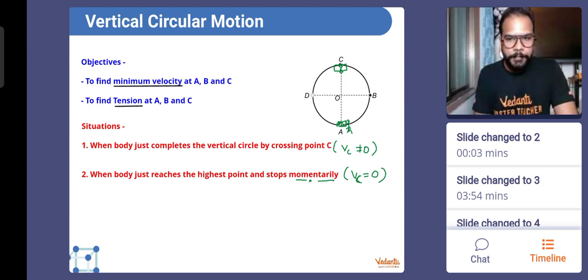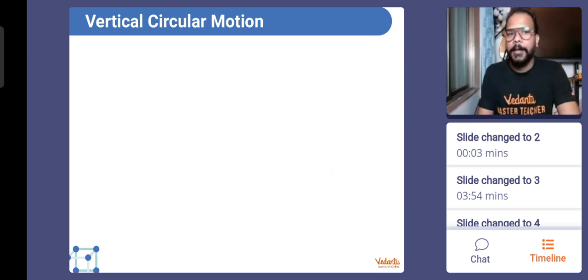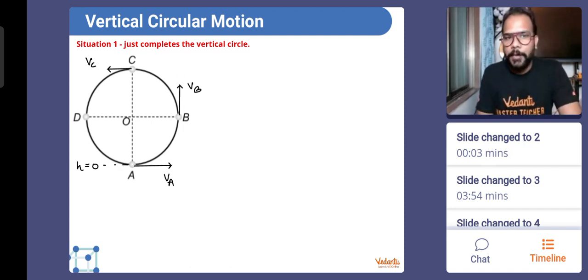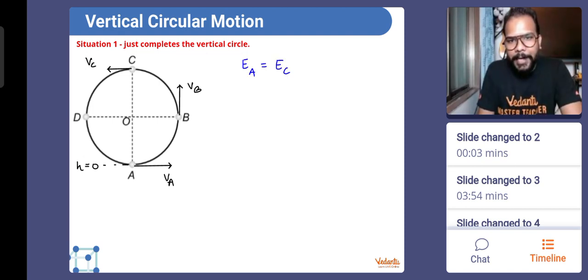Okay, guys. Now, we want to talk about the objective for situation number 1. First situation पे चलते हैं. So in situation number 1, we want to find out the minimum velocity at A, B, and C, and we also want to find out the tension in the string at points A, B, and C, for which the body just completes the circular motion. Just the circle is completed over there. So the first thing that you will do is to speak about points A and C, and let's talk about the energy between A and C being equal.